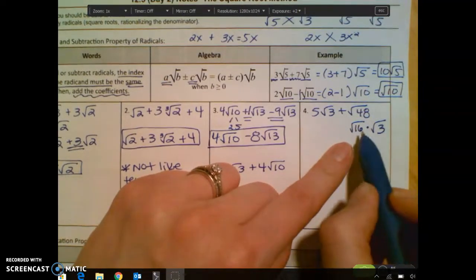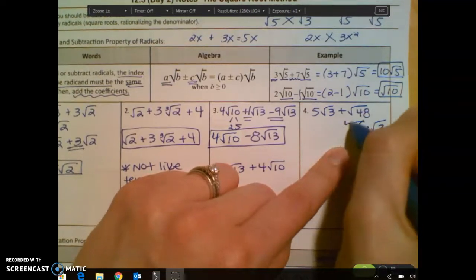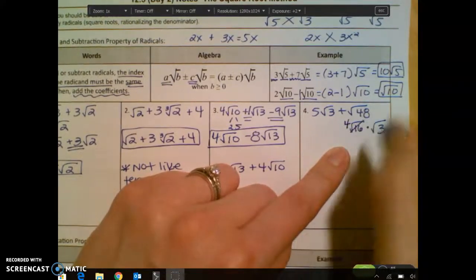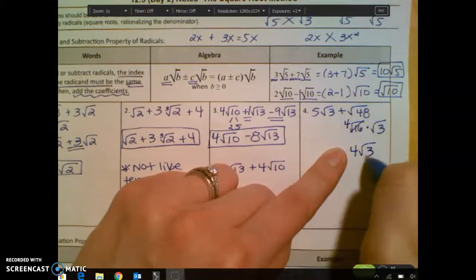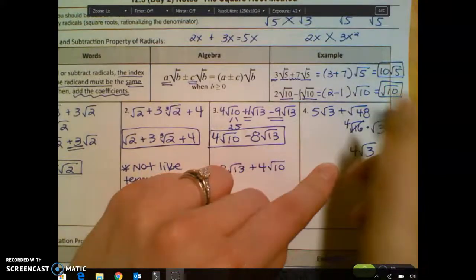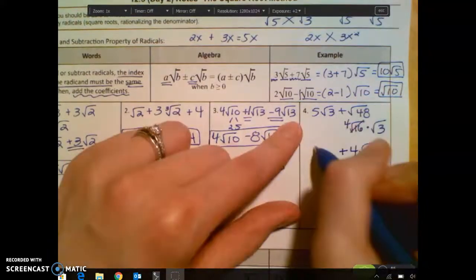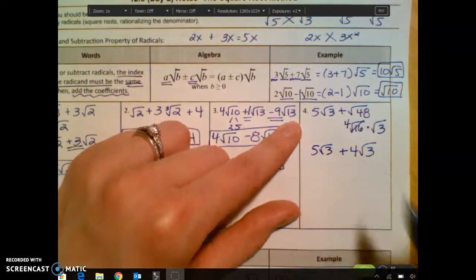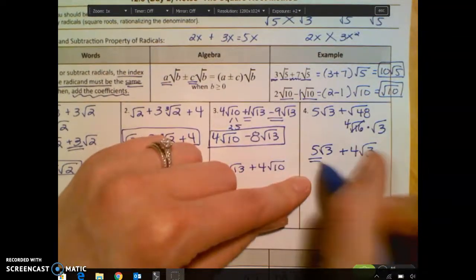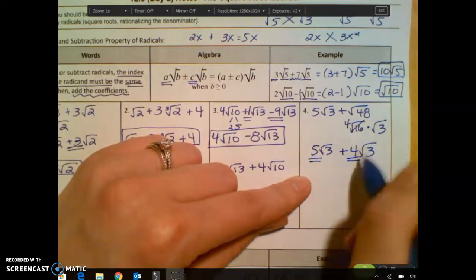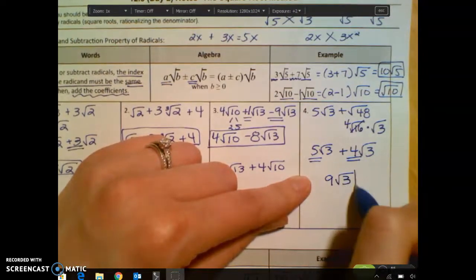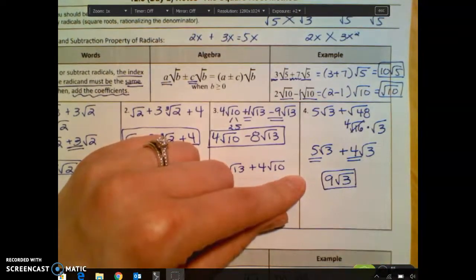All right, I know that square root of 16 is 4, so root 48 actually gives me 4 square root 3. Let's bring down that plus sign and bring down that 5 root 3. Well, now these are like terms. So I take the 5 and the 4. 5 plus 4 is 9. And we have 9 root 3.